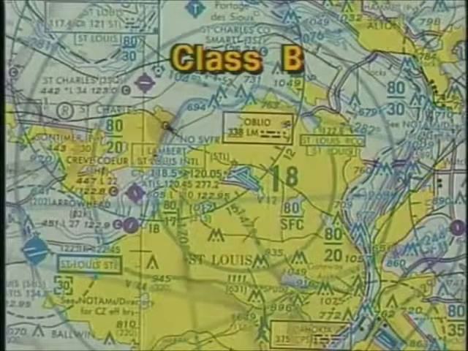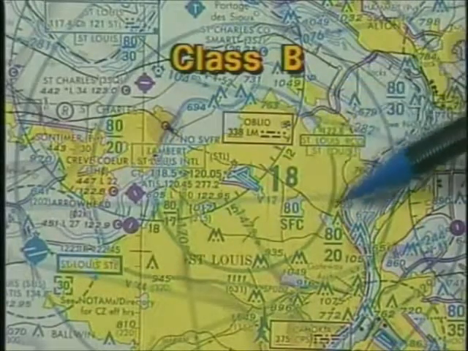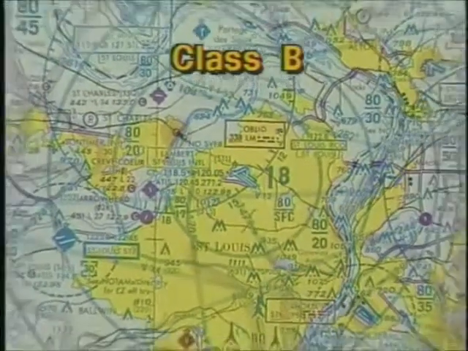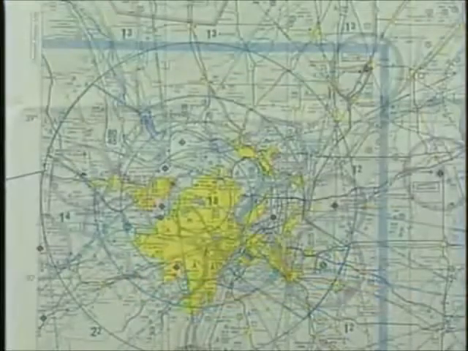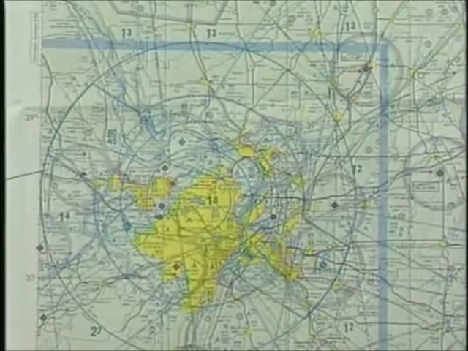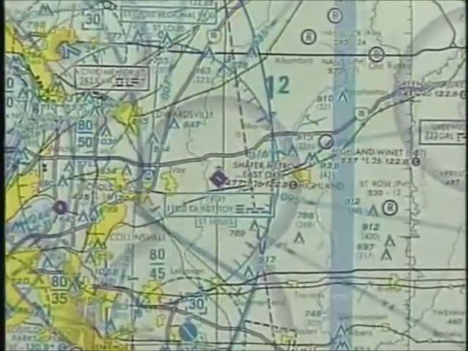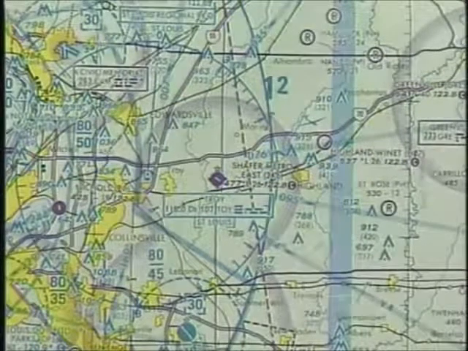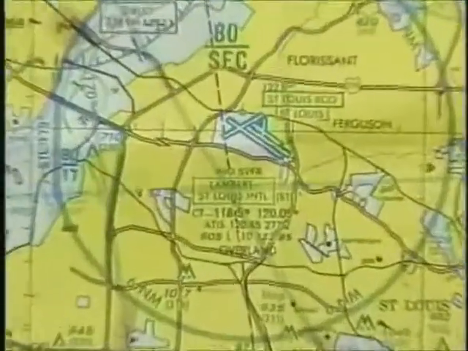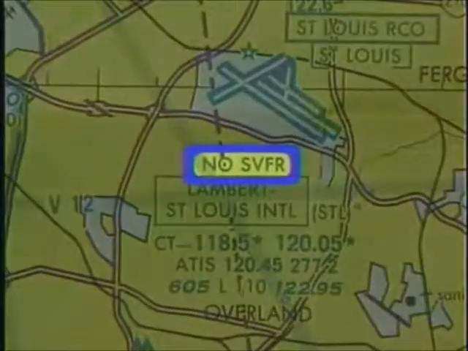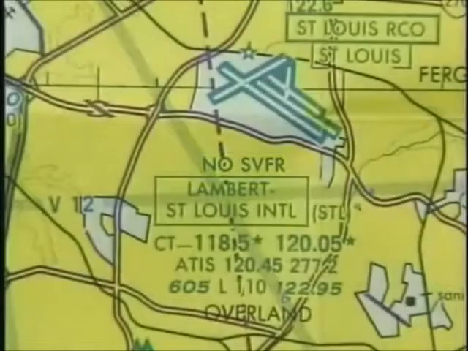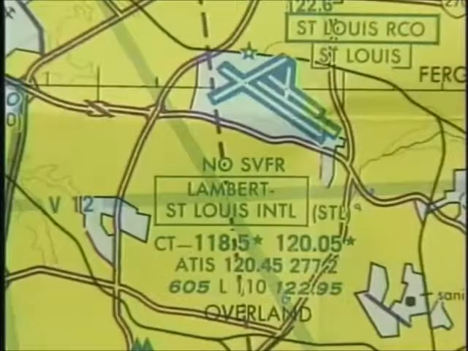Class B airspace is outlined by solid blue lines, with the upper and lower altitude limits depicted within each sector. Class B airspace is also shown on VFR terminal area charts. The area covered is indicated on sectional charts by a wide blue line. If fixed-wing special VFR operations are prohibited, the term No SVFR will be included directly above the primary airport's information block.